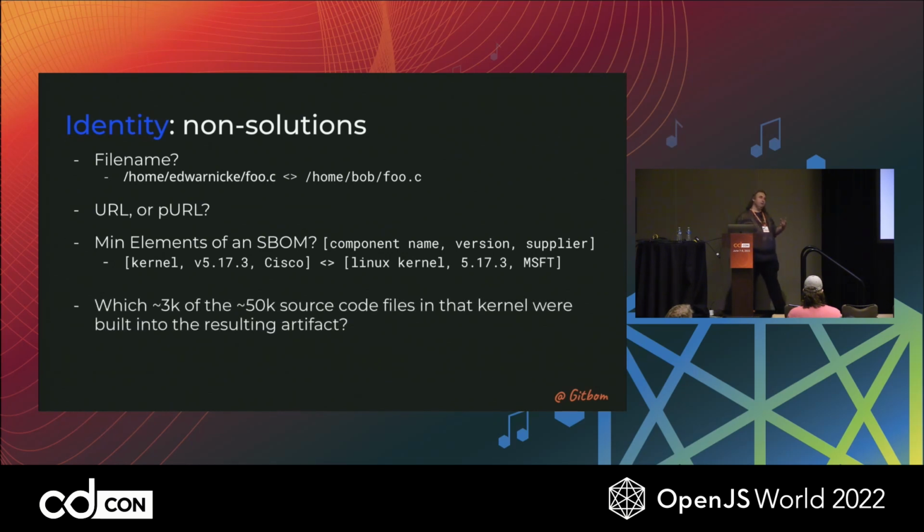And then the other problem you run into when you try and specify these things at the level of packages like the Linux kernel is if you go and build the Linux kernel, like let's say we can sort out all the rest of the things, and I build Linux kernel version 5.17.3, there's about 50,000 source code files in the Linux kernel. Typically, if you build the Linux kernel without much configuration, maybe you've built about 3,000 of them. Which 3,000? That's a pertinent question when you're trying to figure out whether or not you have a vulnerability. It's not a question you can answer with this sort of an identifier. So it makes us sad.